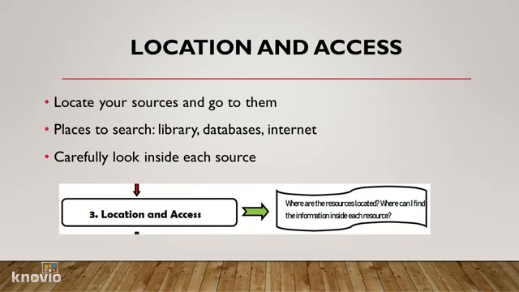Step 3 in the Big Six research model, location and access, is all about finding and locating your sources. Think about where your sources are located and then obtain them. You may need to visit the library, order books from the online catalog, log into the databases to search for articles, and browse the internet for websites about the subject. For this step, make sure you ask yourself, where are the sources located? Where can I find the information in each source? These are the guiding questions that can be found in your handout.